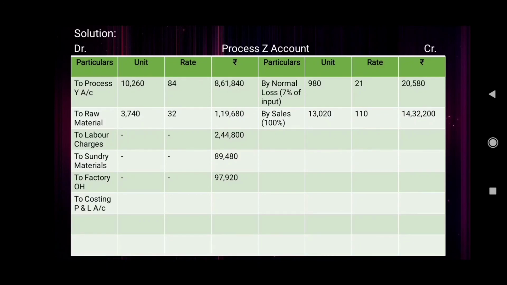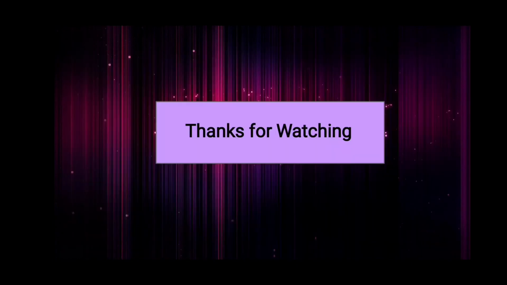Now the balancing amount will be transferred to costing profit and loss account. So the total amount is 39,060. Now let us take total of both the sides. So the units are 14,000 and the total amount is 14,52,780.